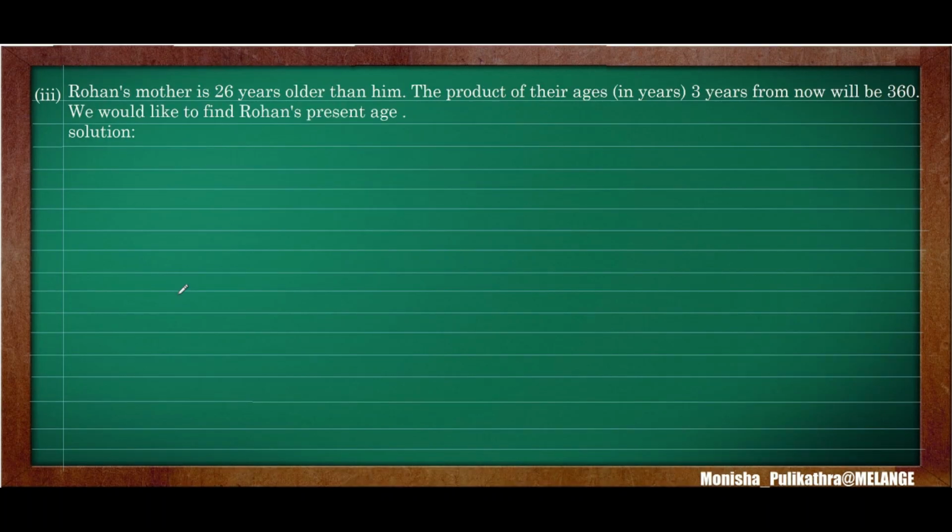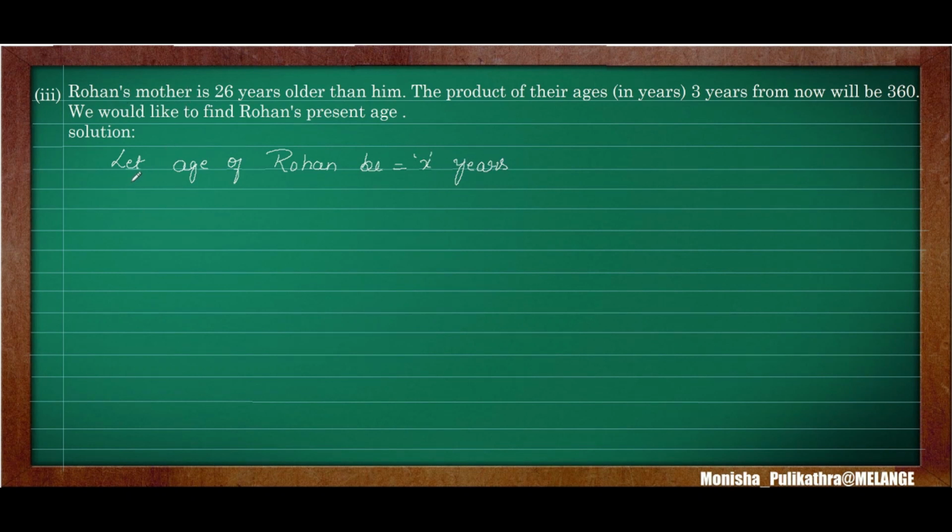Moving on to the third problem. Here Rohan's mother's age is 26 years older than Rohan. We don't know the present age of Rohan here. So let the age of Rohan be x. We don't know the exact age of Rohan, so let it be x here.